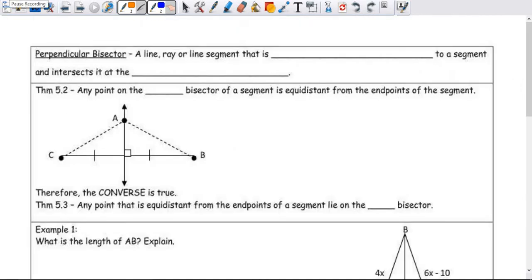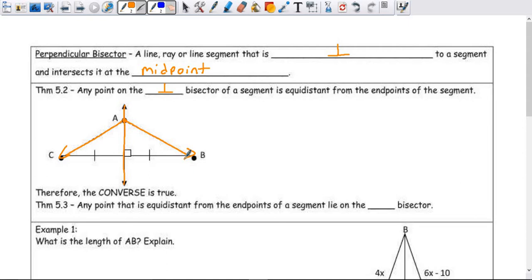Okay, next up we're going to talk about a perpendicular bisector. This is a line, ray, or line segment that is perpendicular to a segment and intersects at the midpoint. Remember, that is our symbol for perpendicular. So it has to cross it at a 90-degree angle, and it has to cut the side in half. Any point on the perpendicular bisector of a segment is equidistant from the endpoints of the segment. It means no matter where I put a dot on this line, it is going to be the same distance away from C as it is from B. So just as an example, if I told you that AC was 5, then AB would also be 5.